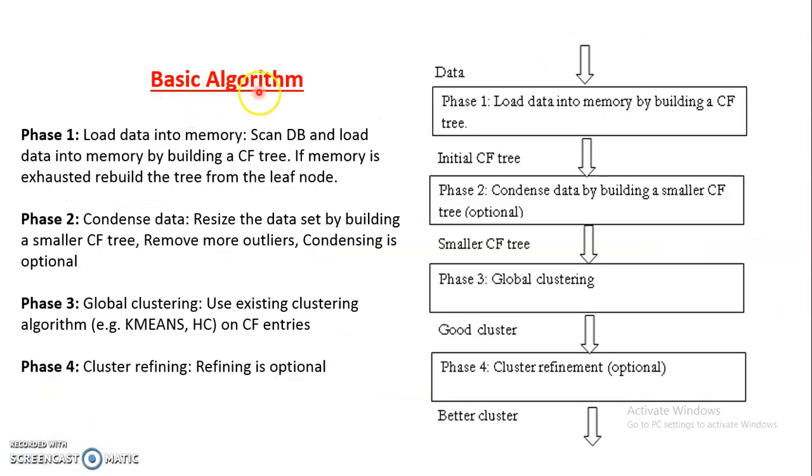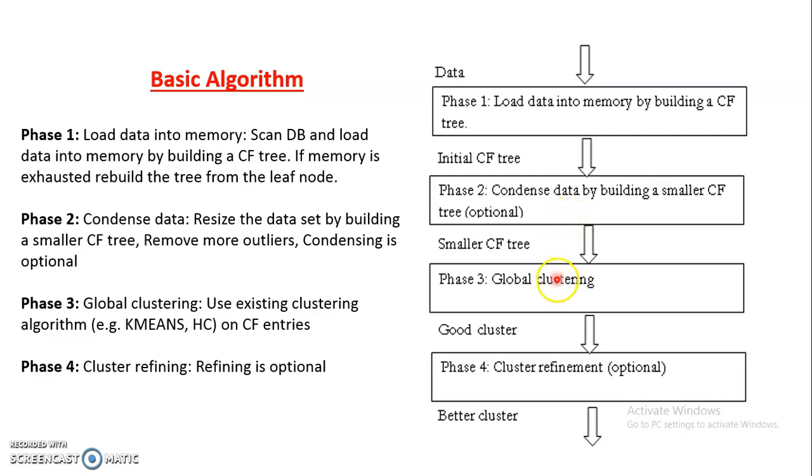The basic steps of the BIRCH algorithm are: phase one, load data into memory by building a CF tree. We need to calculate the triplets for all nodes, all clusters, and then load the data into memory. This gives the initial CF tree. Based on those triplet values, we design a CF tree, condensing the data. In phase one we have initialized the CF tree. In phase two we are going to minimize that CF tree, we are going to optimize our CF tree.